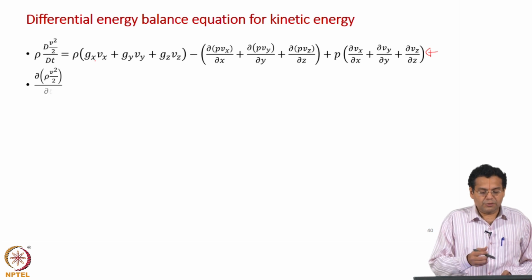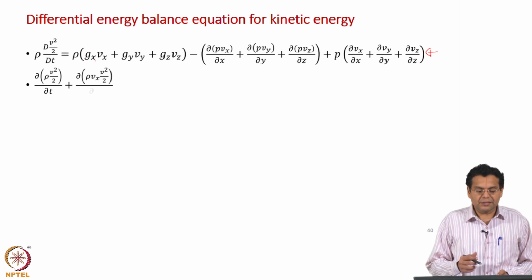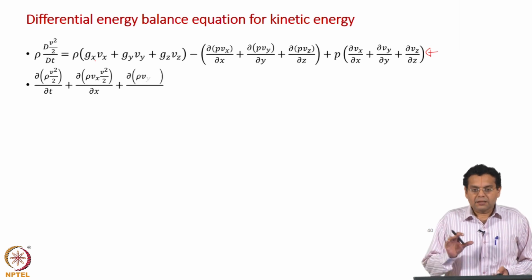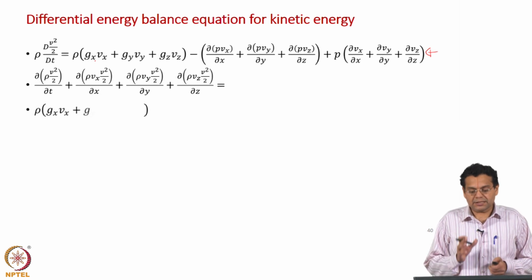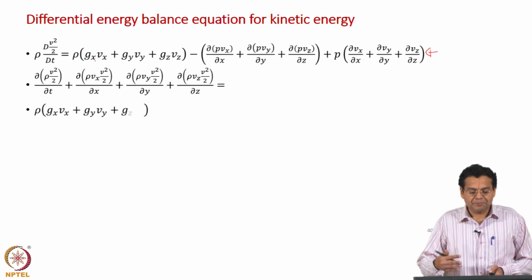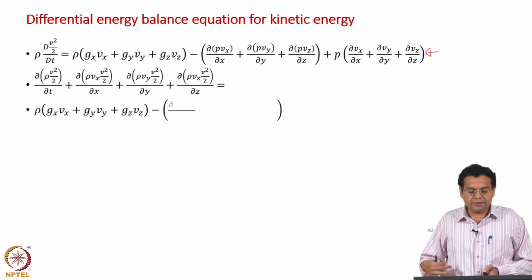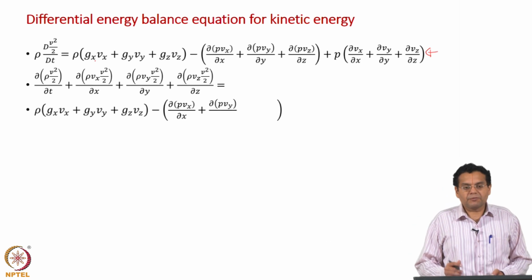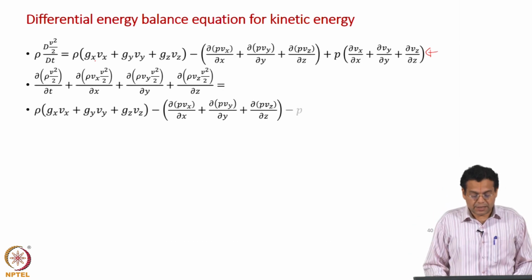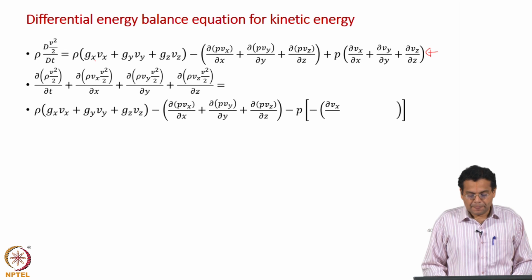See, dou by dou t of rho V squared by 2, plus dou by dou x of rho V x V squared by 2. So, we have gone in the reverse direction. Once again I want to emphasize, this is done just to look at the physical significance of all the terms in the differential energy balance equation for kinetic energy. We will not carry forward the derivation using this form of the equation. As I told you, the convenient form for derivation is only the Lagrangian form of the equation. Okay. This we have already seen.